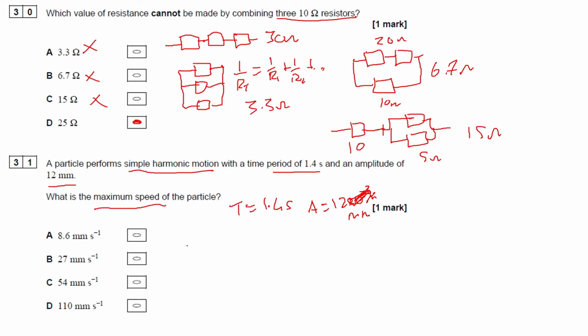So maximum speed, in the formula sheet, you should see that Vmax is equal to omega A, and then omega is just 2 pi over T. So Vmax is 2 pi over T times A. Put these numbers in and you get a velocity of 54 millimeters per second. So it's C.